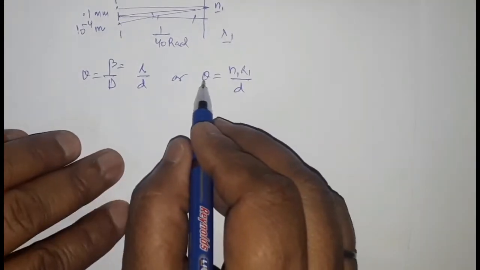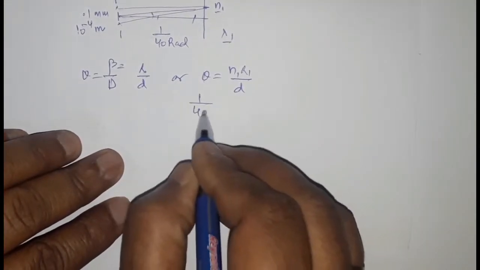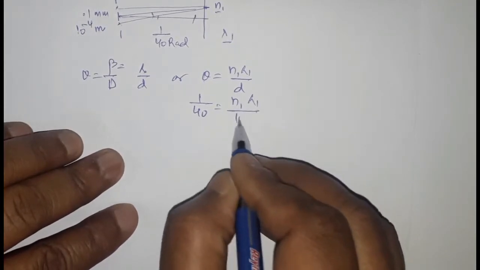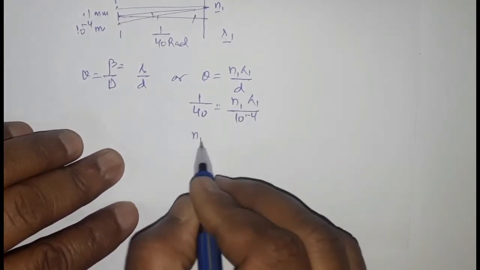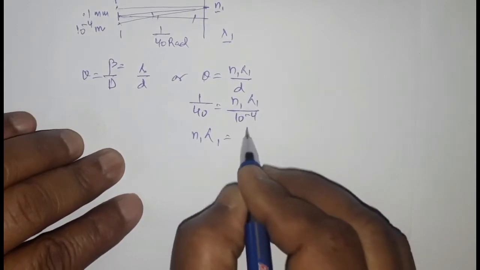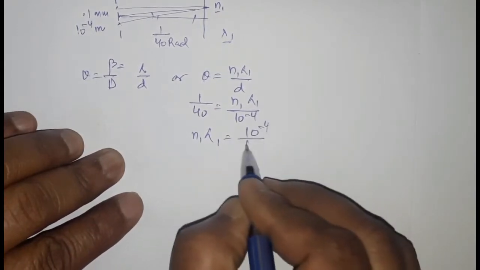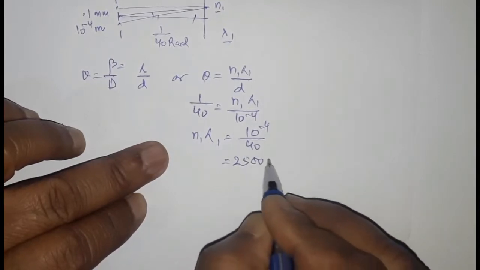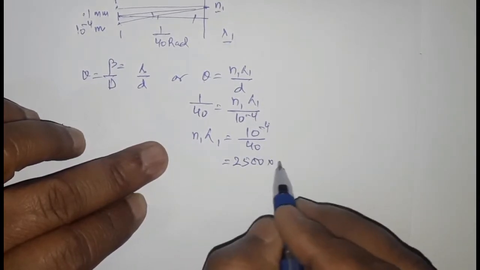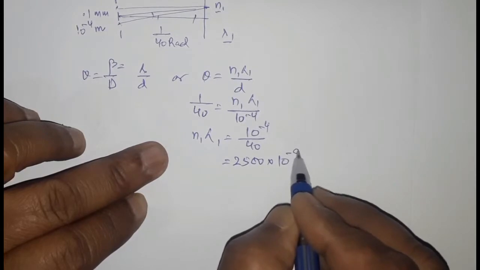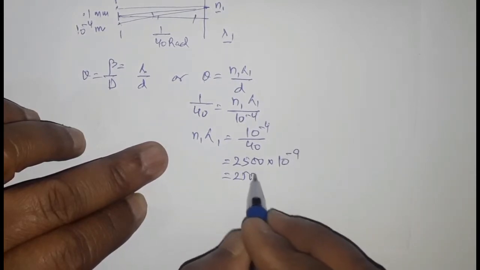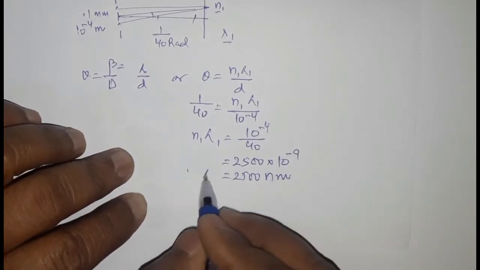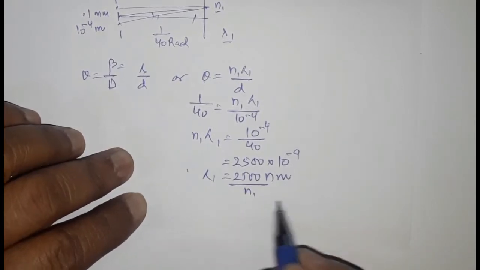So from here theta is equal to 1 by 40. N1 lambda 1 upon small d is 10 raised to power minus 4. So N1 lambda 1 is equal to 10 raised to power minus 4 by 40. This is exactly 2500 into 10 raised to power minus 9, that is 2500 nanometer. This is N1 lambda 1, so lambda 1 is equal to 2500 divided by N1.